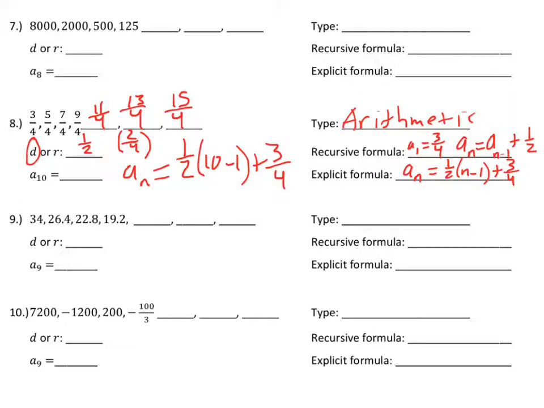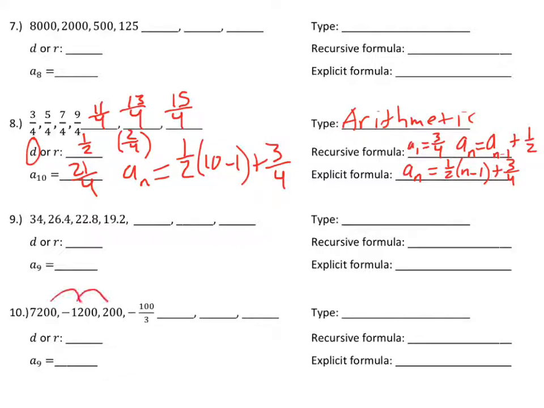Since all these numbers are fractions, we're going to keep them as fractions. If you do 10 minus 1, you get 9. If you get half of 9, you get 4.5, also known as 9 halves, which is the same thing as 18 fourths, and if you add 3 to that, you'll get 21 fourths. So there's your a sub 10. And we'll move on to number 10 here.